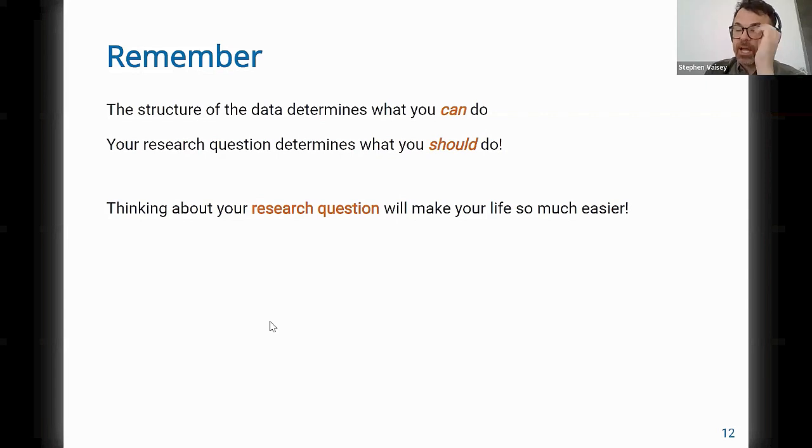I just want to reinforce this point because it's extremely important, not just for this class but for life: the structure of your data determines what you can do, but your research question determines what you should do. If you think about your research question, I promise you it's going to be very painful, but once you figure out what it is, it's going to make your life so much easier. And that research question can change from paper to paper, analysis to analysis. You're not committing to a lifetime single research question. But if you actually want to answer a question, it really does pay to think about what question am I trying to answer right now?